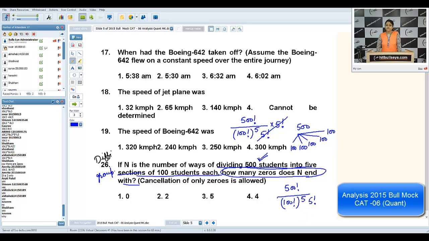But in case of sections, of course, in a class, we can say this is first section, A section, B section, C section. That's why sections are always distinct. So these many groups are possible, but if you want to name them, they can be named in 5 factorial ways. That's why I'm multiplying this by 5 factorial. Is it okay now, Navi?